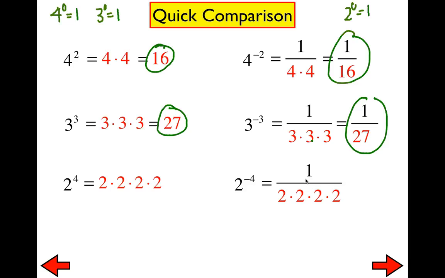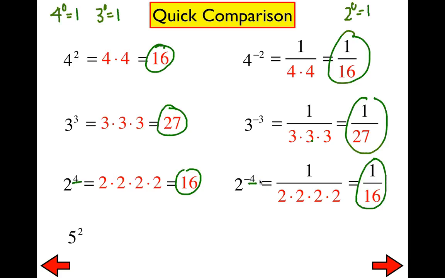And if I have positive exponents, I multiply, but if I have negative exponents, I divide. And so I divide it by 2 a total of 4 times. So here I have 16, but over here I have 1/16. So again, compare these numbers when the exponent is positive versus when it's negative.